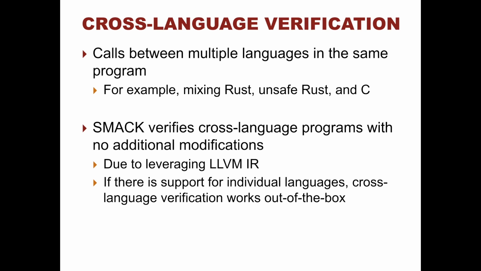Okay, so one advantage of using LLVM IR as opposed to something like MIR is that we can easily do cross-language verification. So we have examples that mix Rust, unsafe Rust, and C, and we can just handle them using off-the-shelf SMACK once we did these additions. So I think that's a nice side effect of using LLVM IR.